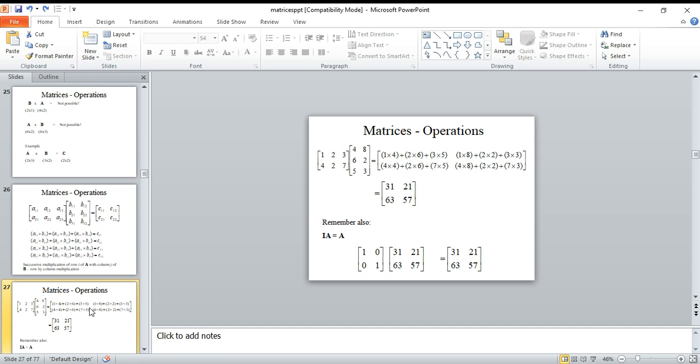1 into 4 is 4, 2 into 6 is 12, 3 into 5 is 15. 15 plus 12 plus 4: 12 plus 4 is 16, 16 plus 15 is 31. The first element is 31. Next, the second element: 1 into 8 is 8, 2 into 2 is 4, 8 plus 4 is 12, 3 into 3 is 9, 12 plus 9 is 21. Third element: 4 into 4 is 16, 2 into 6 is 12, 16 plus 12 is 28, 7 into 5 is 35, 35 plus 28 is 63.